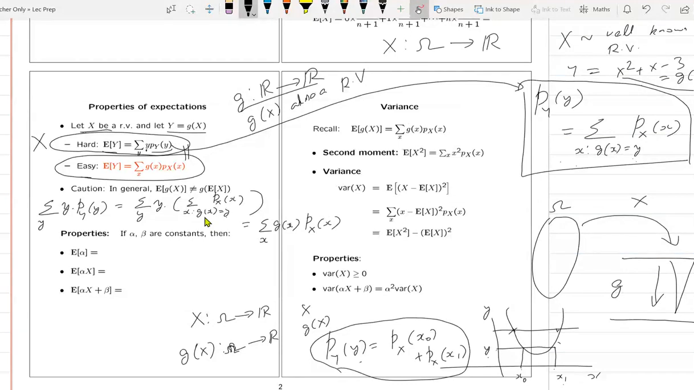Since y is equal to g of x, I can substitute y to be equal to g of x here. I can take that y inside, but y is equal to g of x inside the summation. I'm just substituting y equal to g of x. Now you have changed all the variables y to x, so you just need to sum over x.